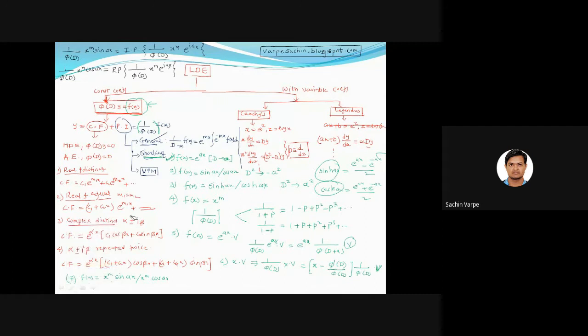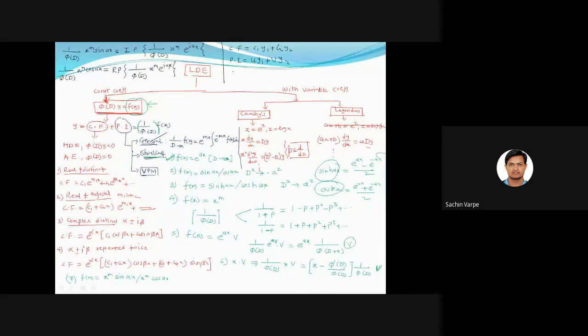Then after this shortcut, we have discussed about the method of variation of parameter. Method of variation of parameter is completely based on the complementary function, right? To find the particular integral, first we find the complementary function, and if it is of the form c1 y1 plus c2 y2, then we assume our particular integral to be u y1 plus v y2, right?